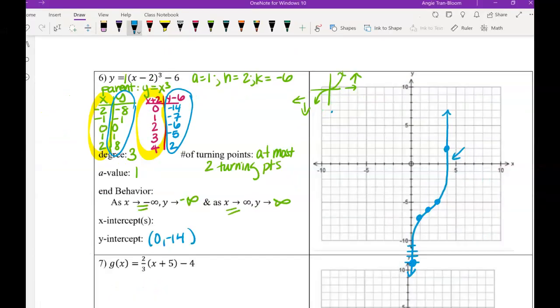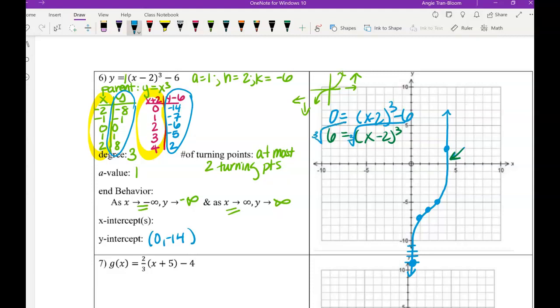So it's going to be y is 0 equals (x minus 2) to the third minus 6. Okay, first step, add 6 to both sides. So positive 6 equals (x minus 2) to the third. So it's going to be a positive x-intercept again, right? So cube root. Undo power 3, cube root it.